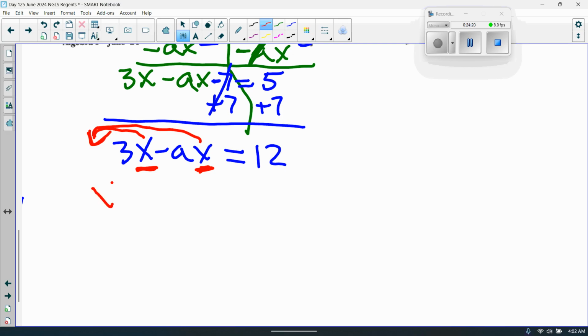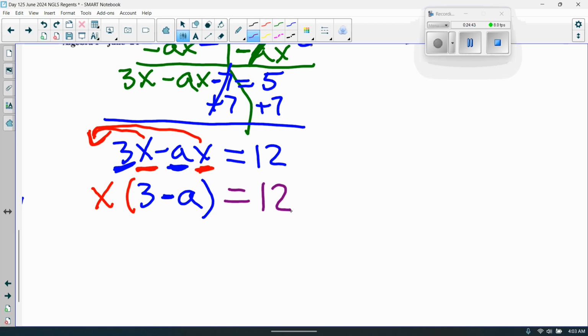So when you take an x out, what are we left with? We're left with just 3 minus, we're left with just a. Okay? And again, if you don't believe me, what could you always do to check it? You can always distribute the x back in, and you would see that you get back to there. Okay, so we got this on the left, and we got 12 on the right.